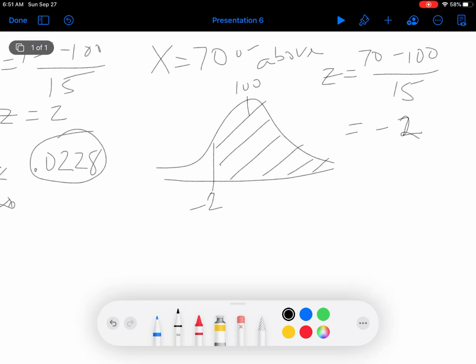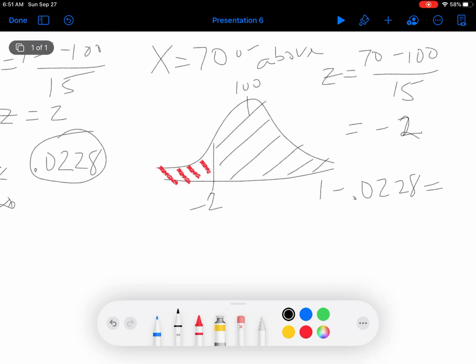So what we could do with that, remember that the area under the curve always adds up. All the probabilities together add up to 1. So if we're looking for the part that is not this part over here, we could just subtract the probability we've already found from 1. So one way to do this problem is 1 minus 0.0228. And we could use that to find the answer.